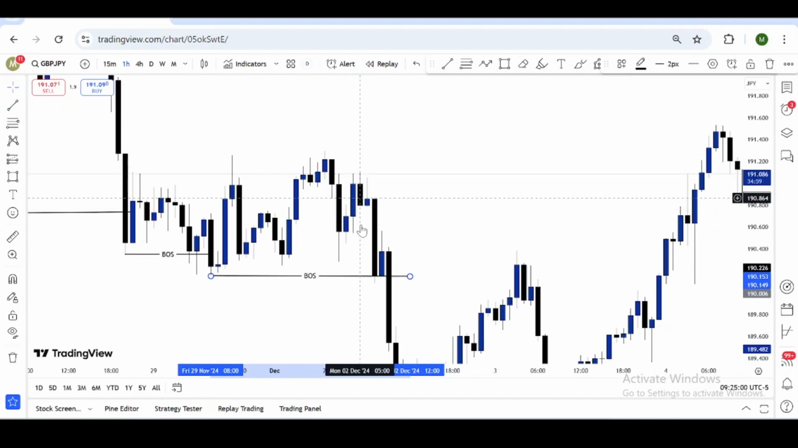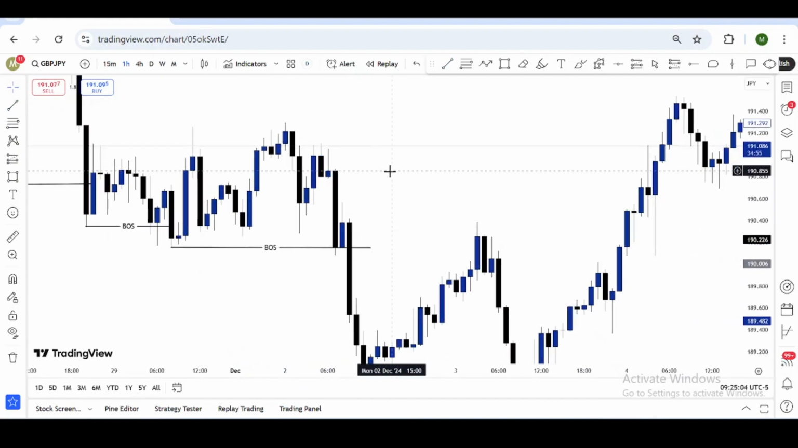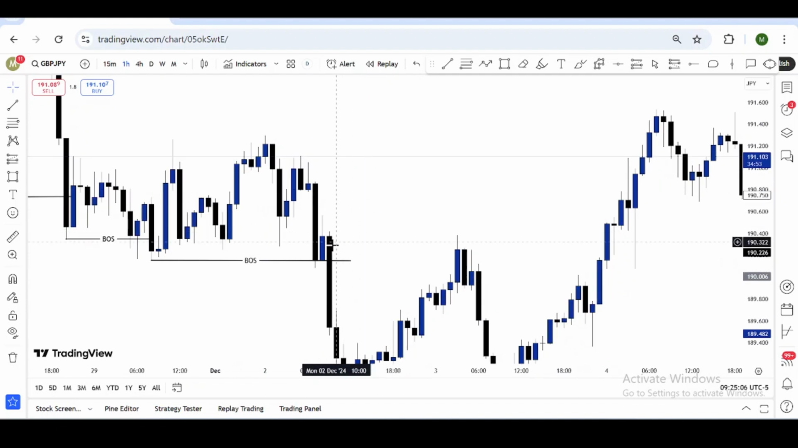So for this break of structure, where do we have an order block? We have this order block here. Watch, we have an order block here. This one here has a fair value gap close to it. We have an order block here, right? But this particular order block was mitigated, but we also have an order block here.